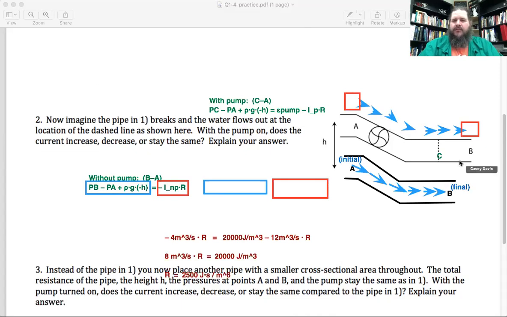So if we break the pipe open at C, the fluid is now traveling a shorter distance through the pipe. It's experiencing less resistance overall. If everything else stays the same, the same drop in pressure, the same drop in height, the same boost from the pump, but now a smaller, weaker resistance, what does that tell you about the current?